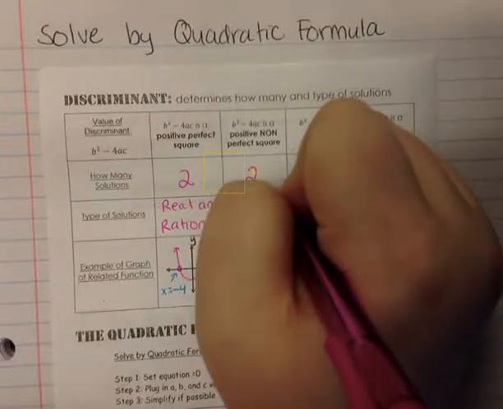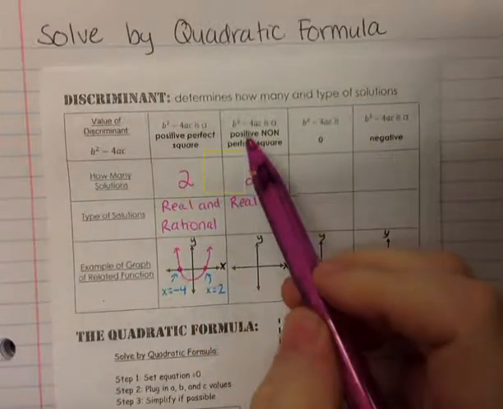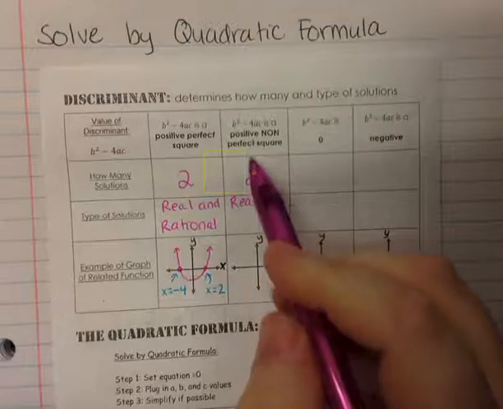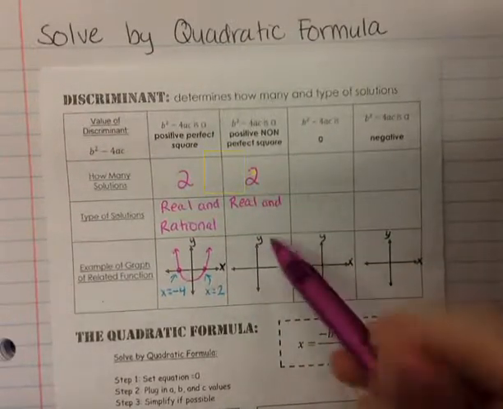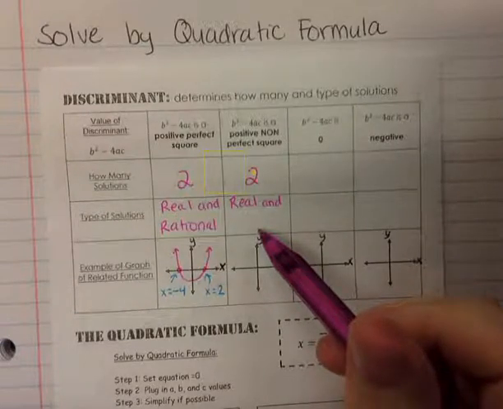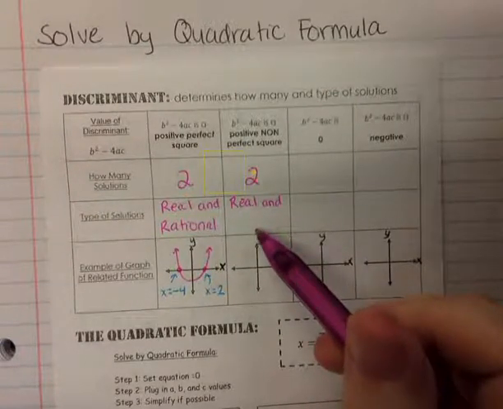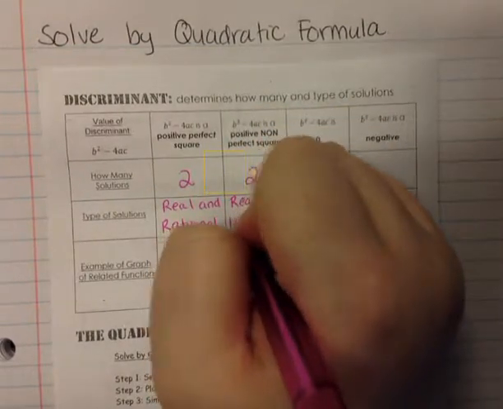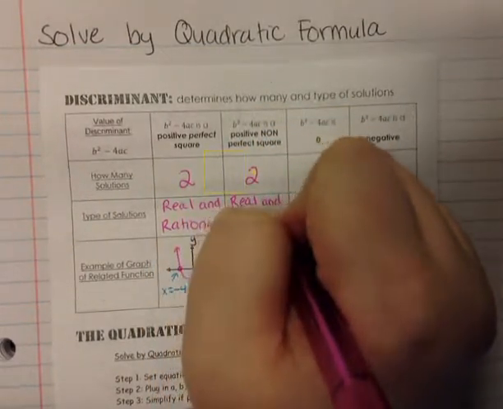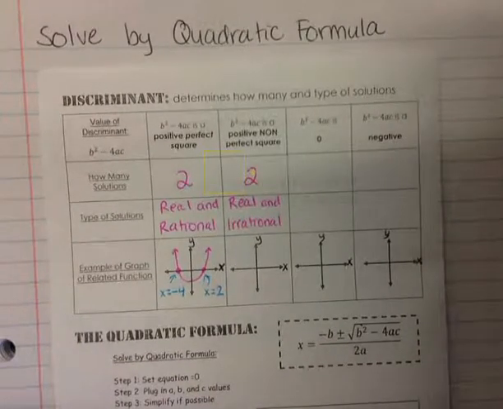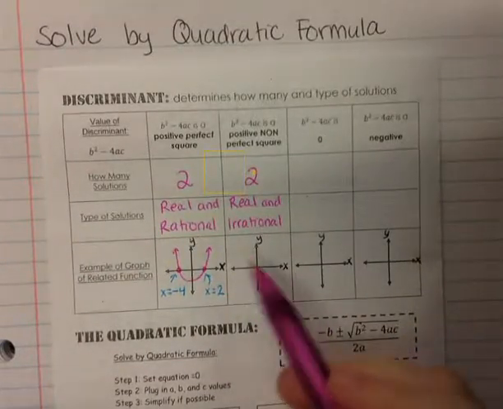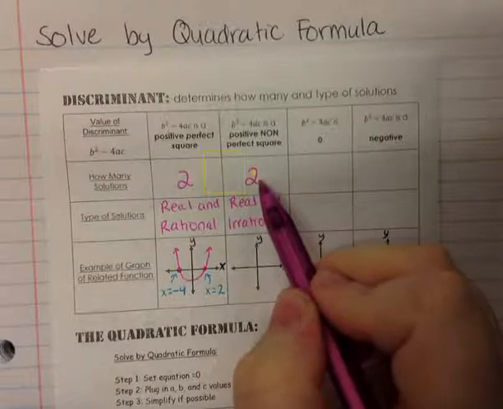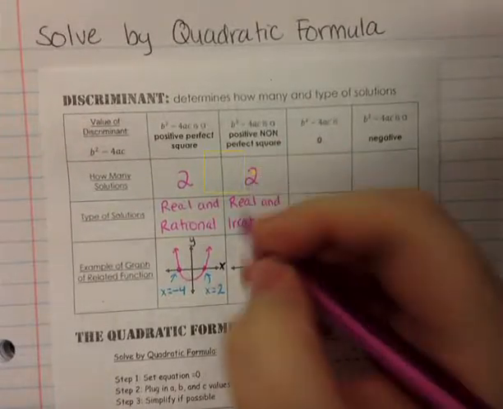And the difference is that if it's a positive non-perfect square, so again, 8, if you took the square root of 8, you would get a decimal. You could not turn it into a fraction, it would be an irrational number. So the square root of 8 would be an irrational number. If we were to graph this, it would still cross through the x-axis 2 times. You could see it cross 2 times.